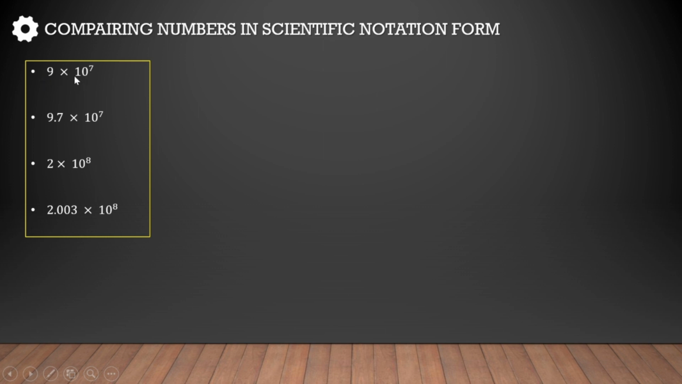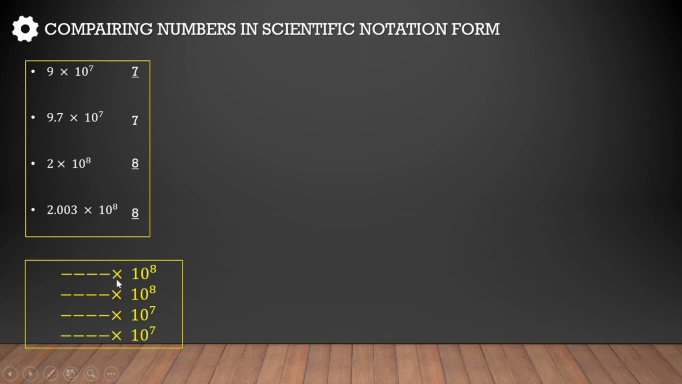So the number of digits can only be counted from here. The number of digits in this is 7, in this number is also 7, in this number it's 8, in this number it is again 8. So these two are 7-digit numbers and these two are 8-digit numbers. That means these two are bigger than these two. So the order is going to be like this.